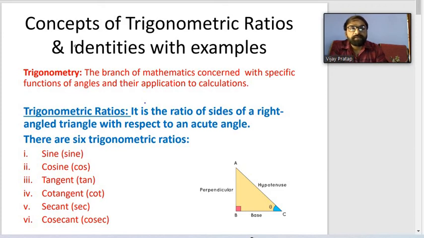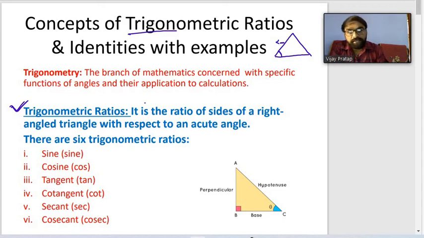In trigonometry, we study the triangle, the relation between its angles and sides. Okay, the relation between sides and angles of a triangle. Then here our topic is trigonometric ratio. What do we mean by trigonometric ratio? For trigonometric ratios we discuss the right angle triangle.